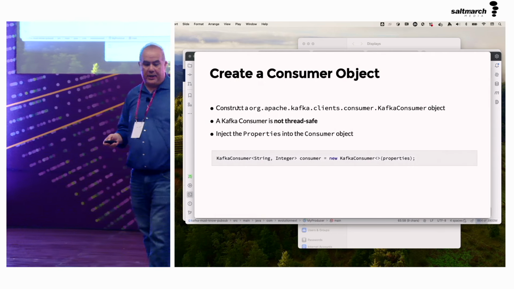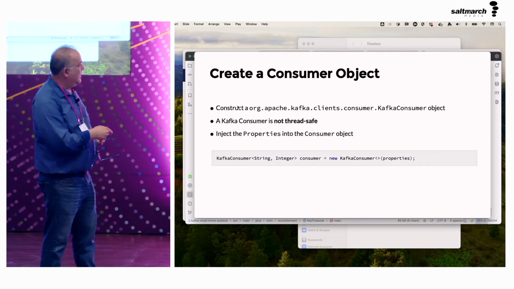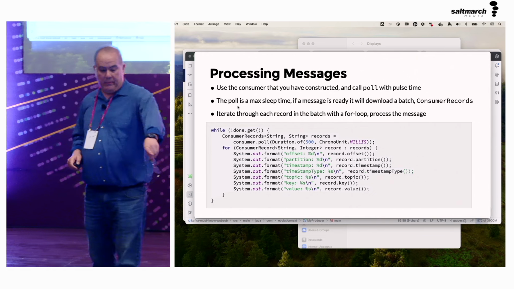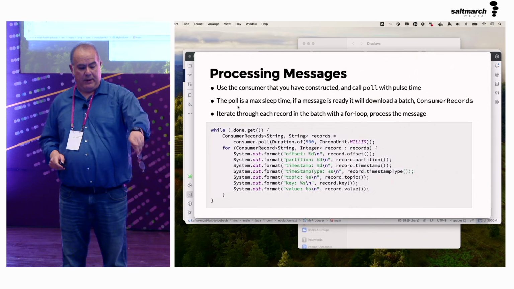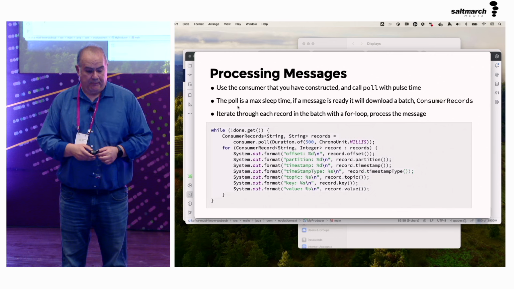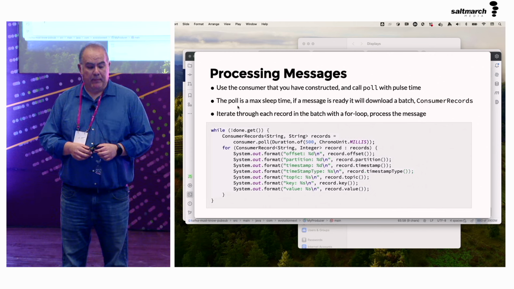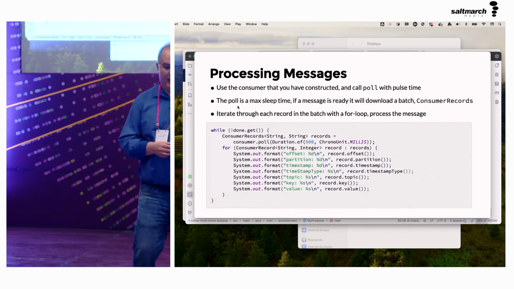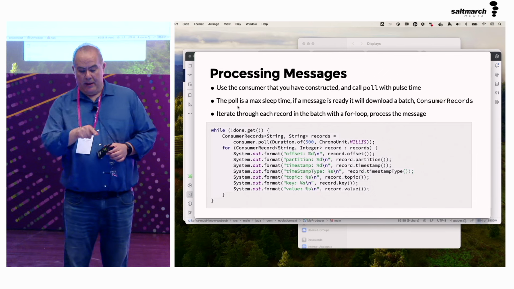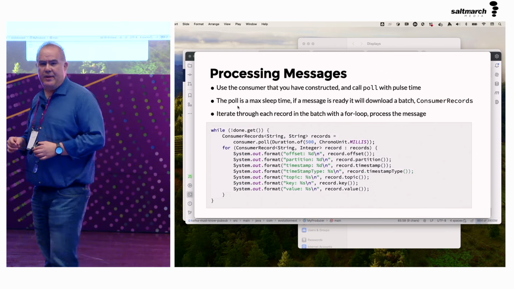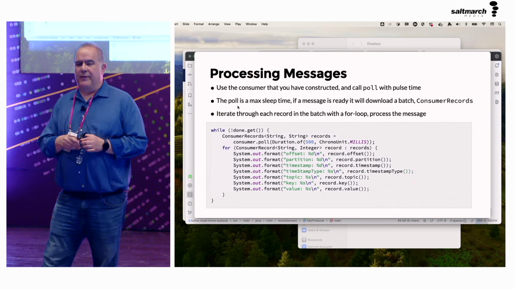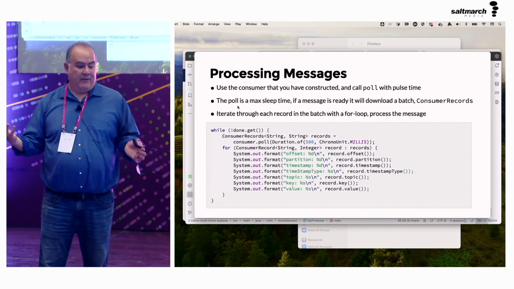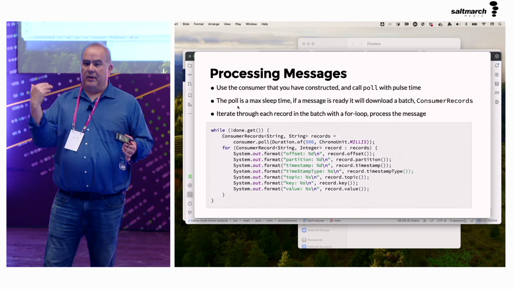You create a consumer object, again parameterized by that key and value. And then you process those messages. Poll is going to be the important one, consumer poll. Poll is, hey, do you have any new records for me that I can start to read in? I have a duration of 500 milliseconds there. What does that mean? I'm going to wait for 500 milliseconds. If there are some new messages, I'm going to bring those in. But if nothing comes in, I'm going to say, okay, we're done here.